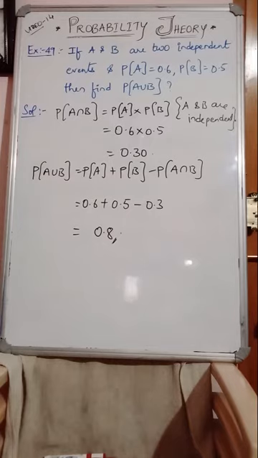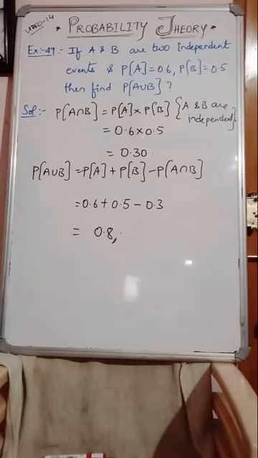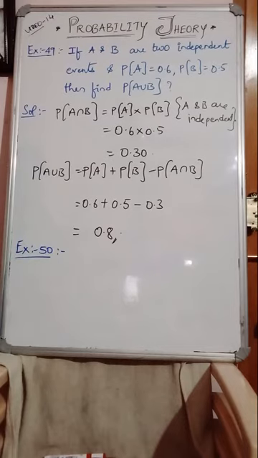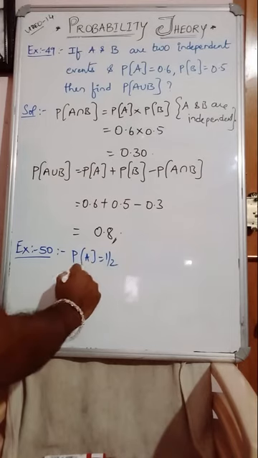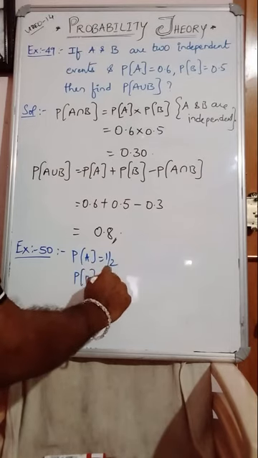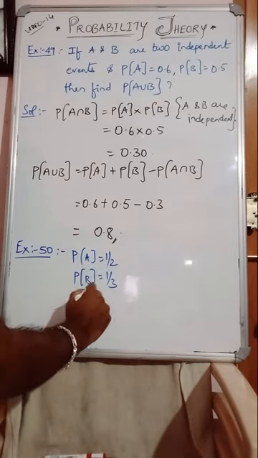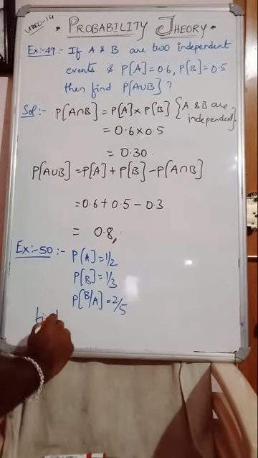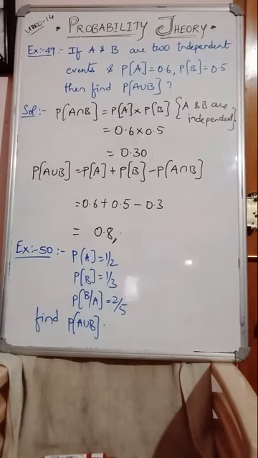So let's see. Then there is one more example, example number 50. What is given in example number 50? P of A is given 1 by 2. P of B is given 1 by 3. P of B given A is given 2 by 5. Find P of A union B. So this is asked.